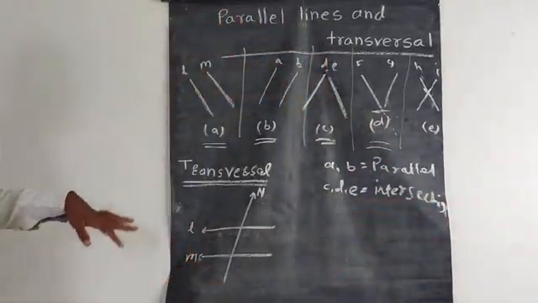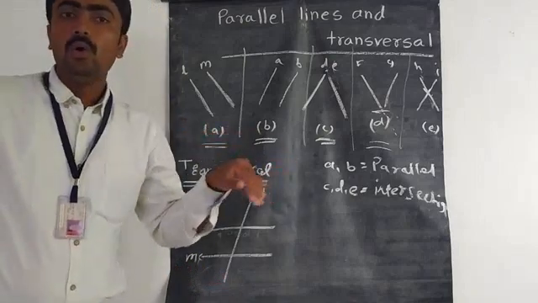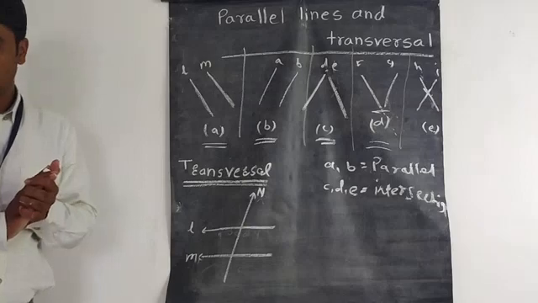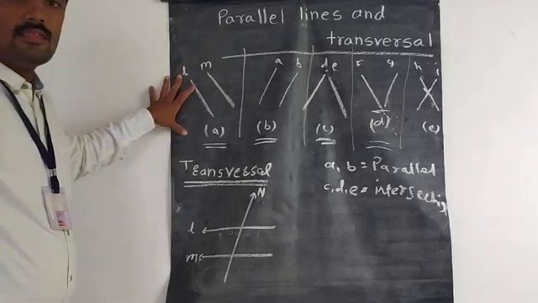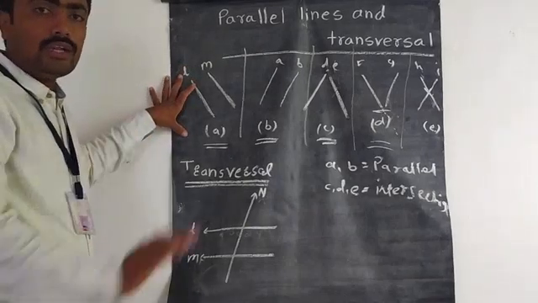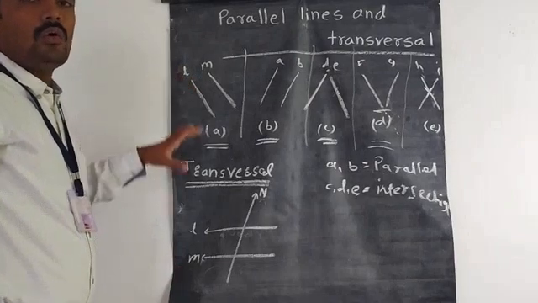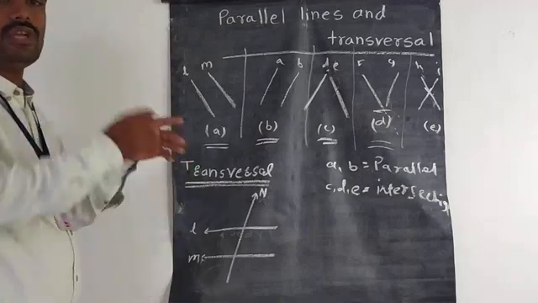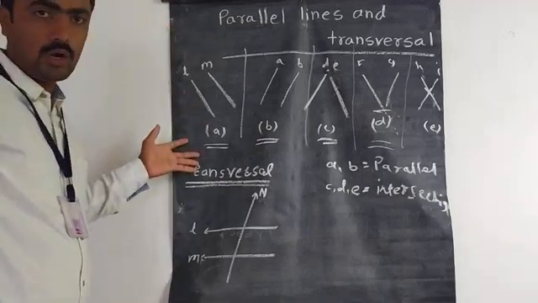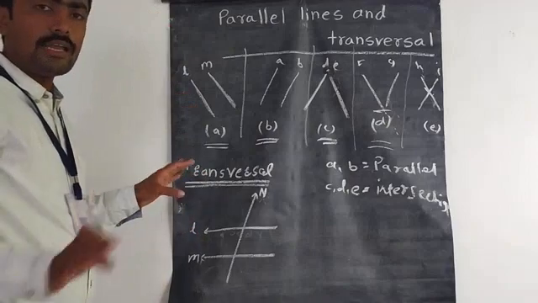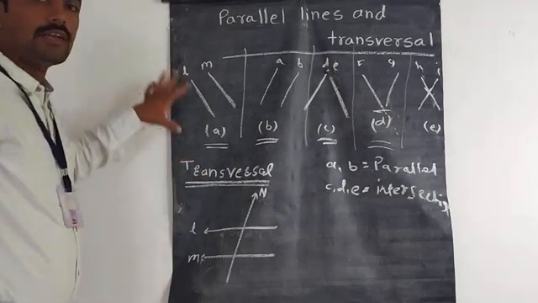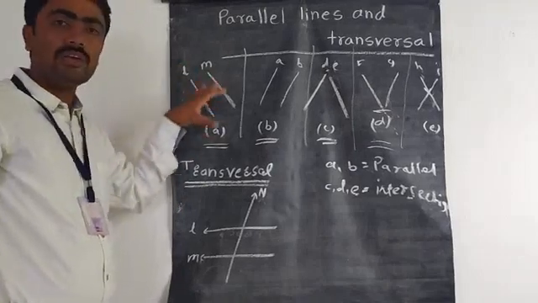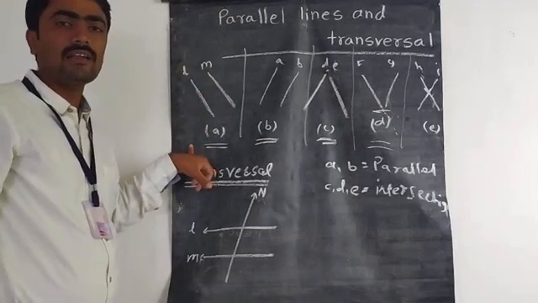Intersecting lines. See students, now take down or write down the definition of parallel lines. What can you say about parallel lines? The lines which are not intersecting, or the lines which will not intersect if we extend them upwards or downwards throughout. The lines which will not intersect each other are called parallel lines.